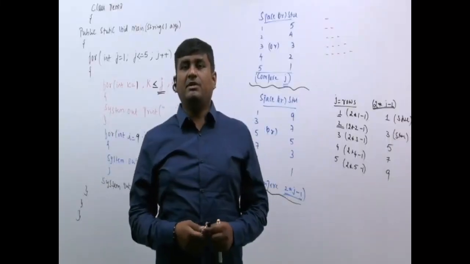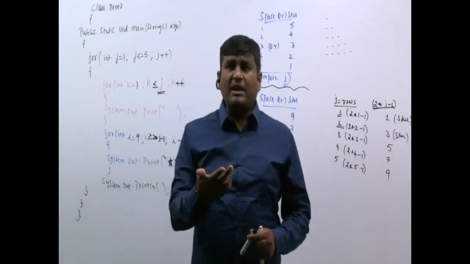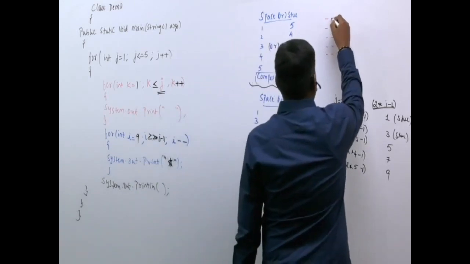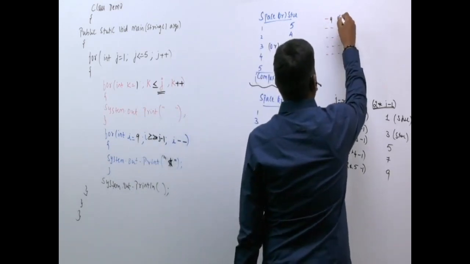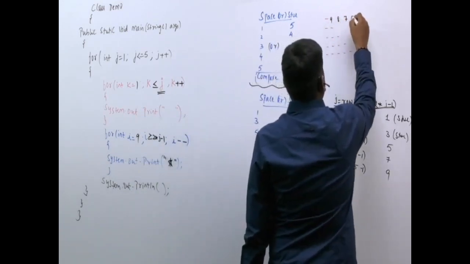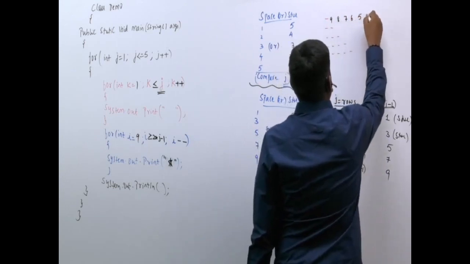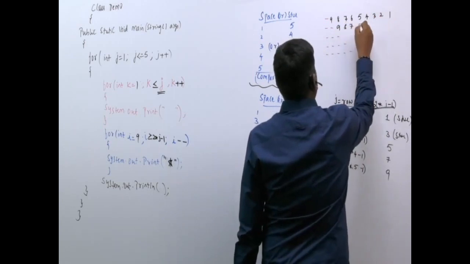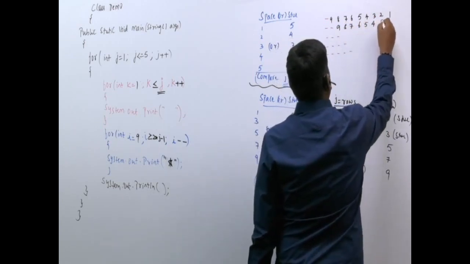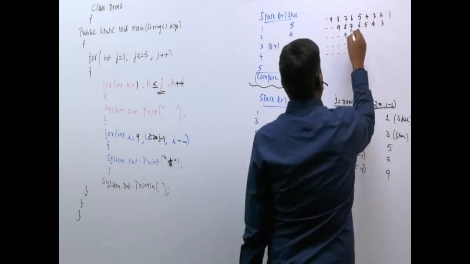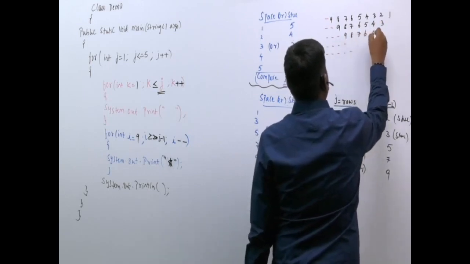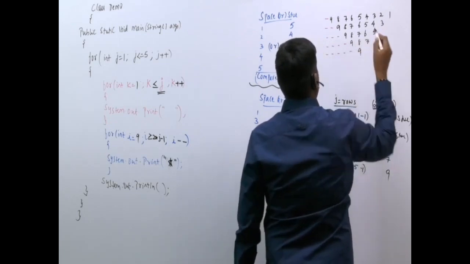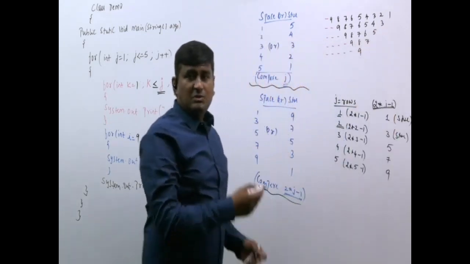Again, in the inverted equilateral triangle, two more patterns are there with respect to the numbers. Something like this: 9, then again 8, 7, 6, 5, 4, 3, 2, 1. Then again 9, 8, 7, 6, 5, 4, 3. Then again 9, 8, 7, 6, 5, then 9, 8, 7, then 9. So this is one pattern.